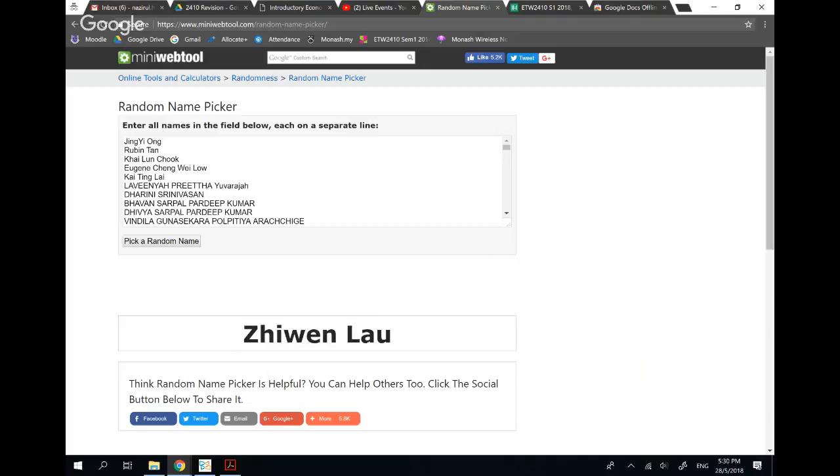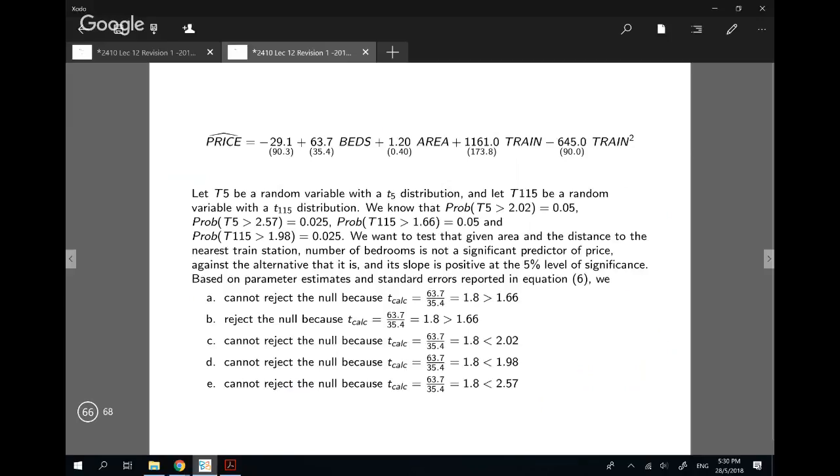Bias are this random name picker. Yeah, I'm good. Yes. Okay. Answer is ball.